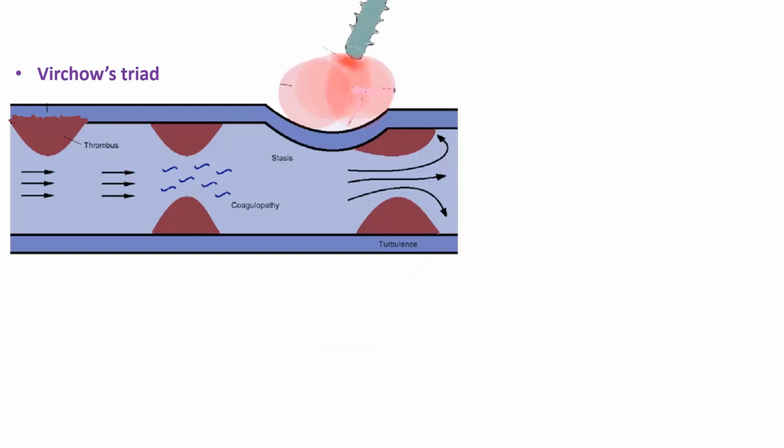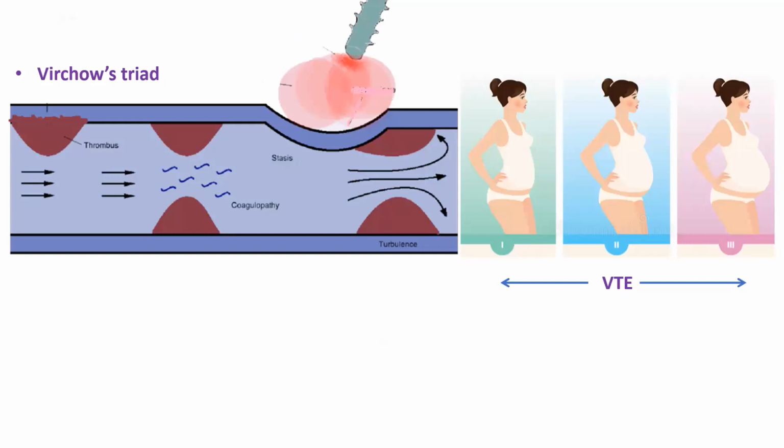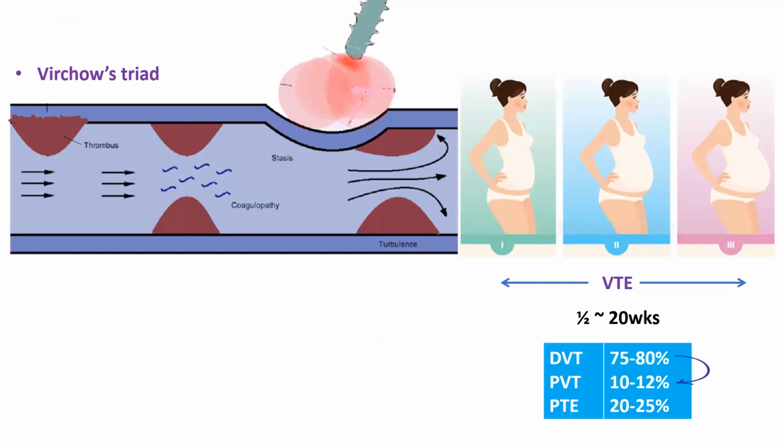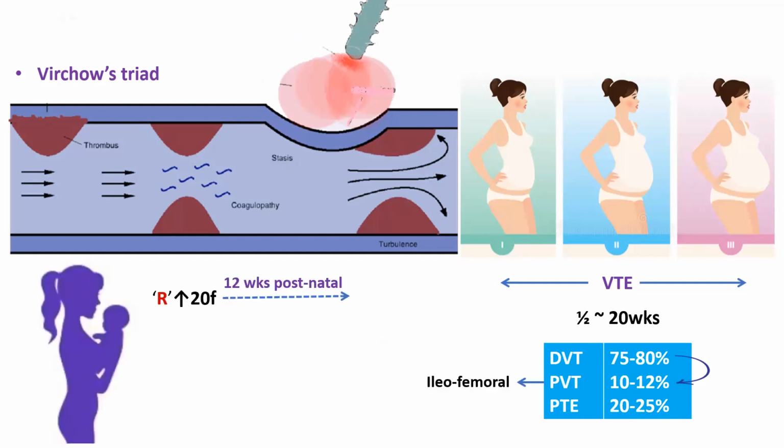So the Virchow's triad, where there is stasis, instrumentation and a prothrombotic state, increases the risk. And venous thromboembolism risk occurs throughout the pregnancy, from the first trimester to the third trimester, but half of them tend to occur after 20 weeks. As you see, DVT is the most prevalent, 75 to 80%. Pelvic vein thrombosis happens in 10 to 12%, and pulmonary thromboembolism occurs in 20 to 25% of those who have DVT.